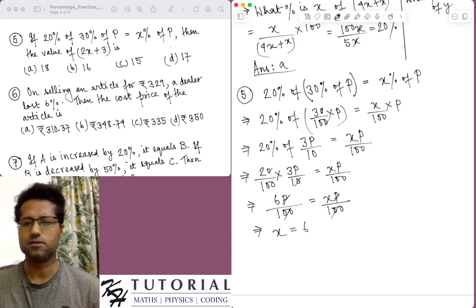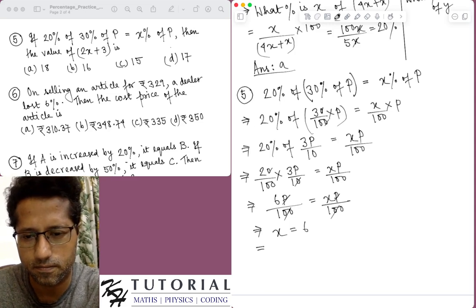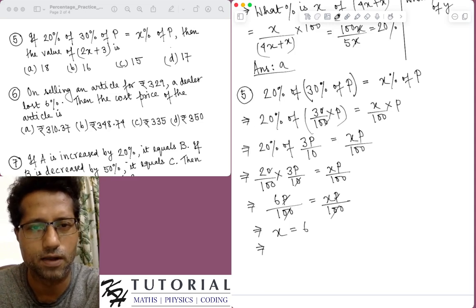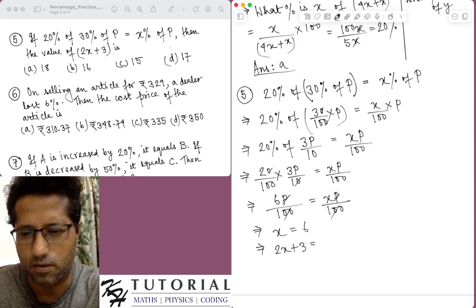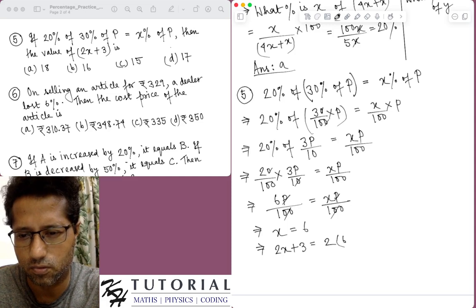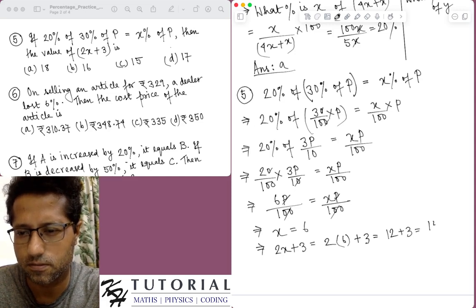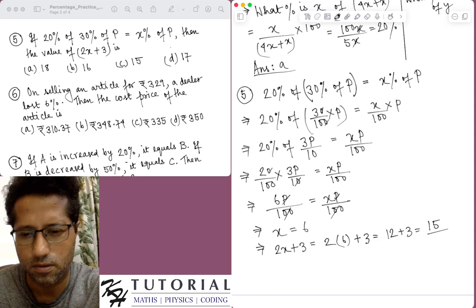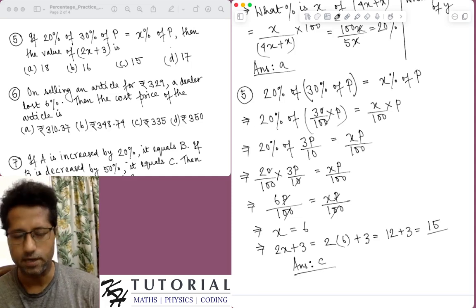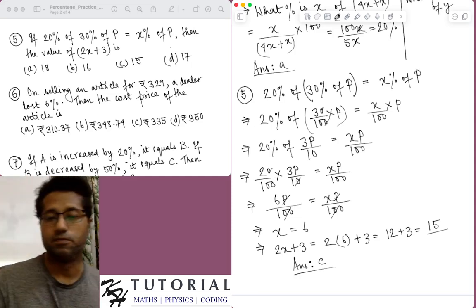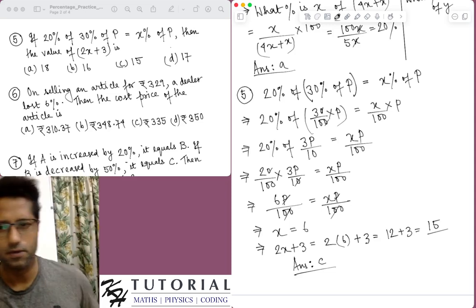So we have found x equals 6. We are asked to find the value of 2x plus 3. So 2x plus 3 equals 2 into 6 plus 3. This is 12 plus 3, which is 15. So the answer is choice C.